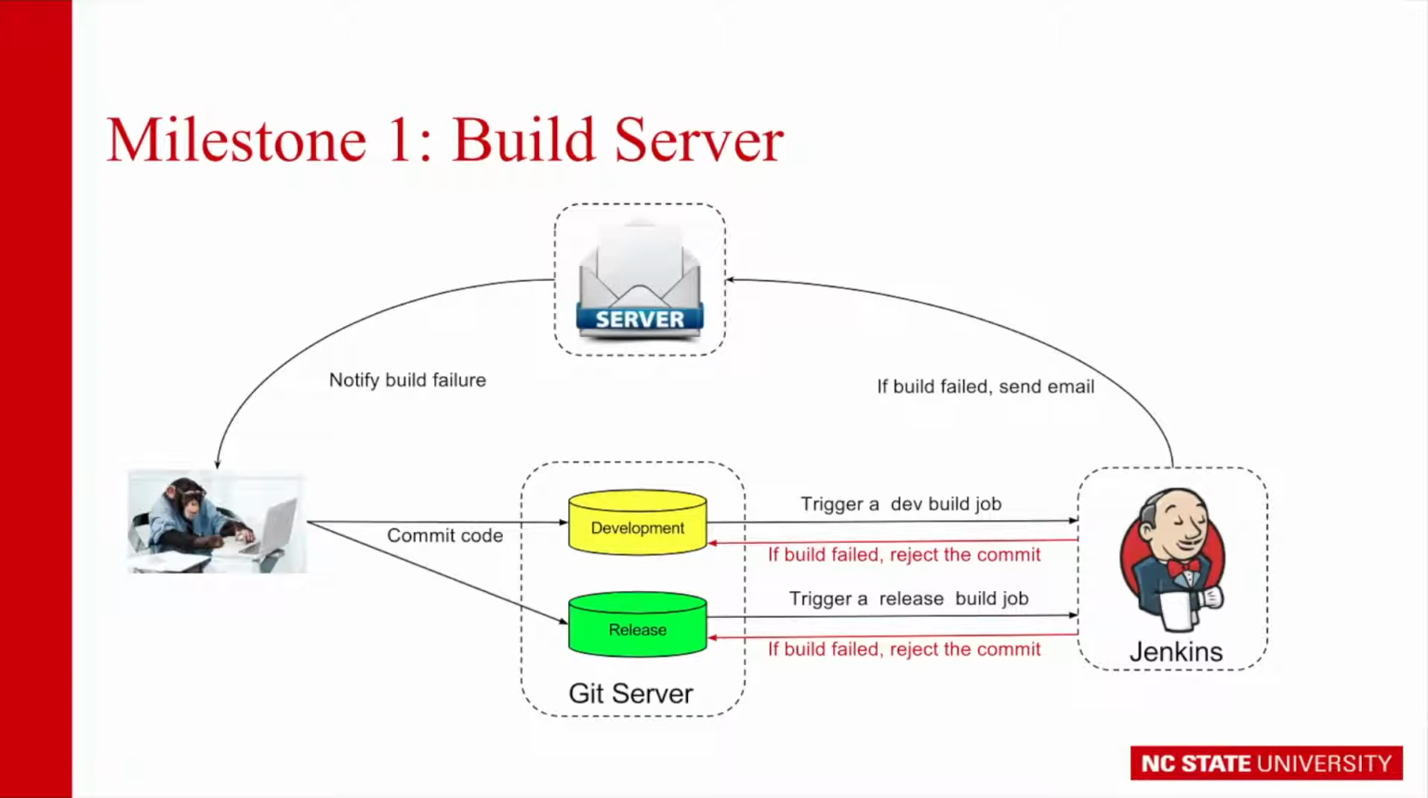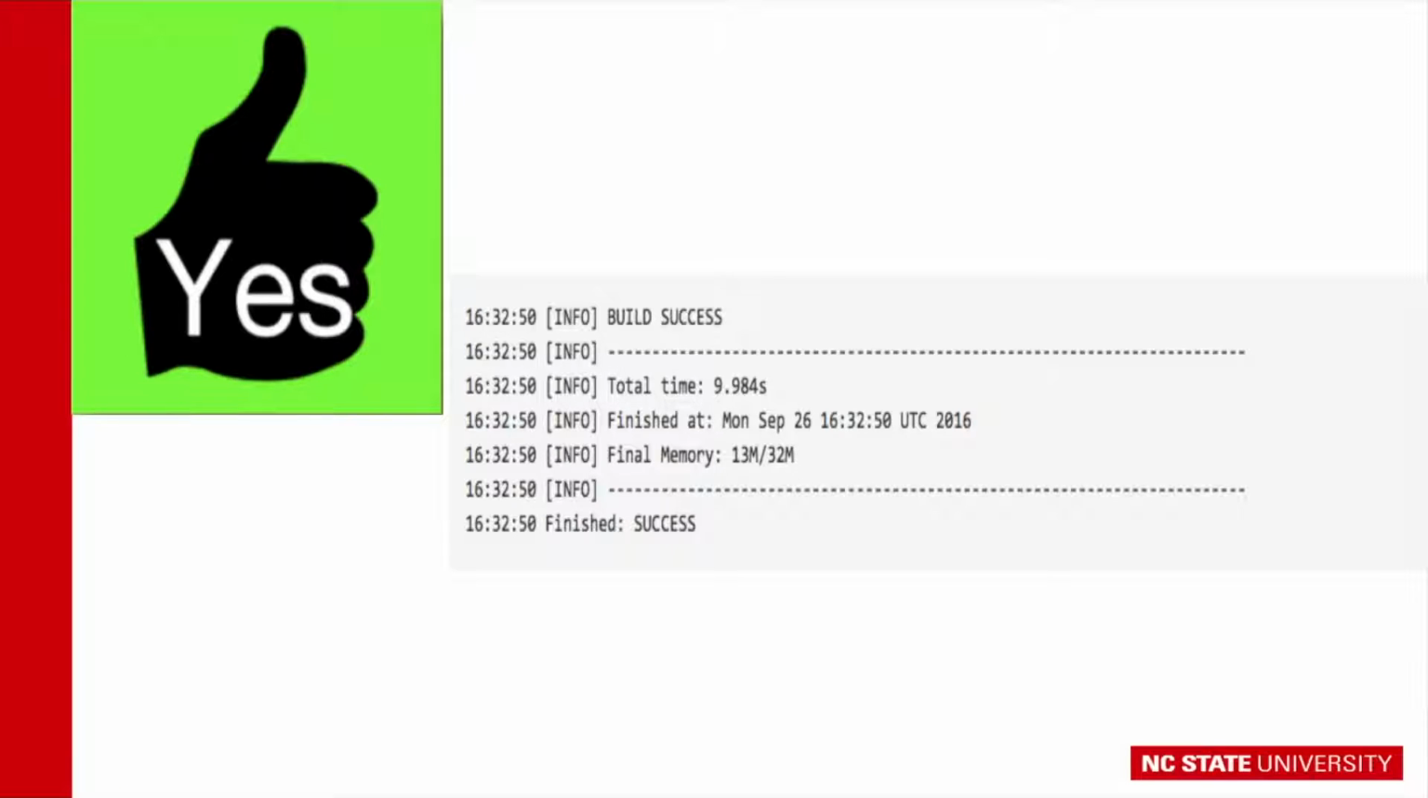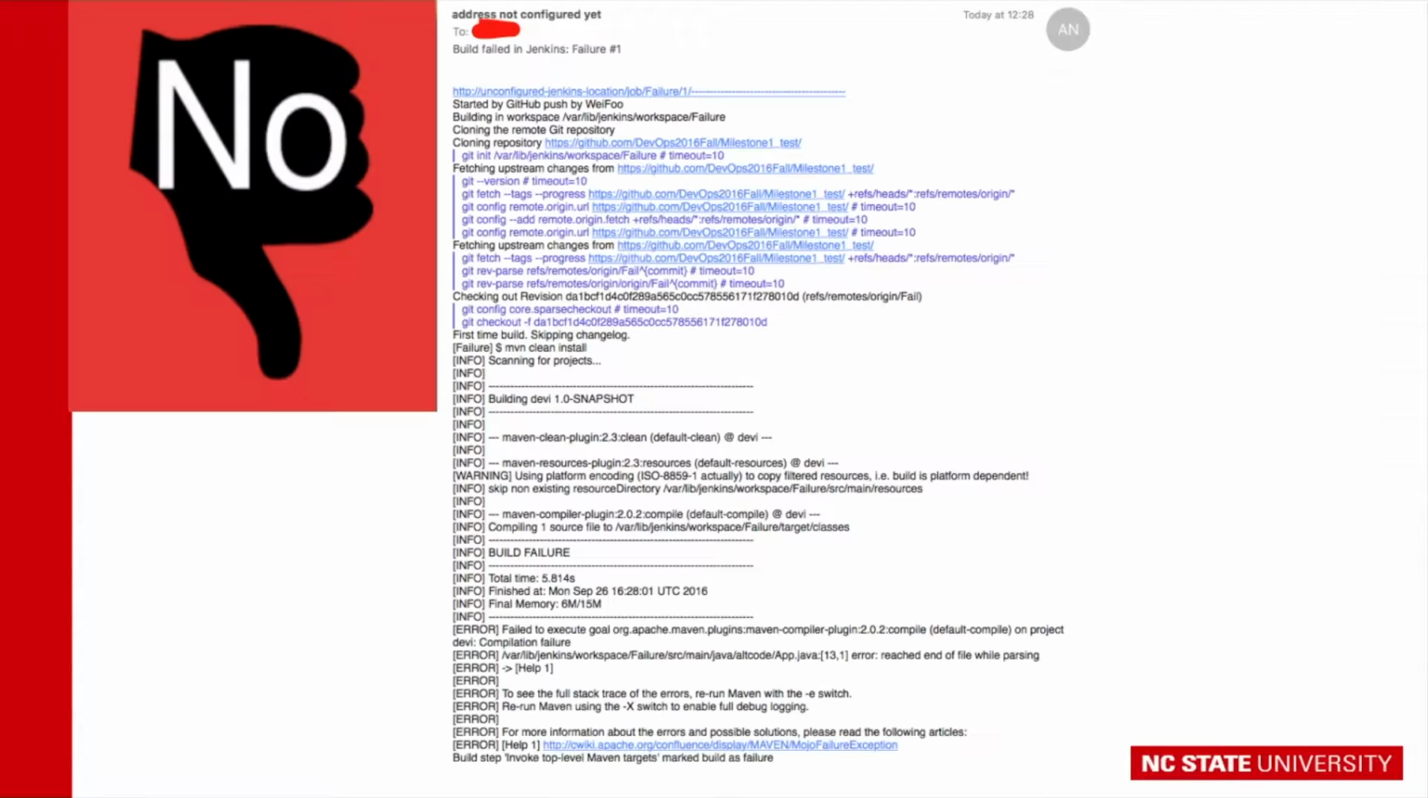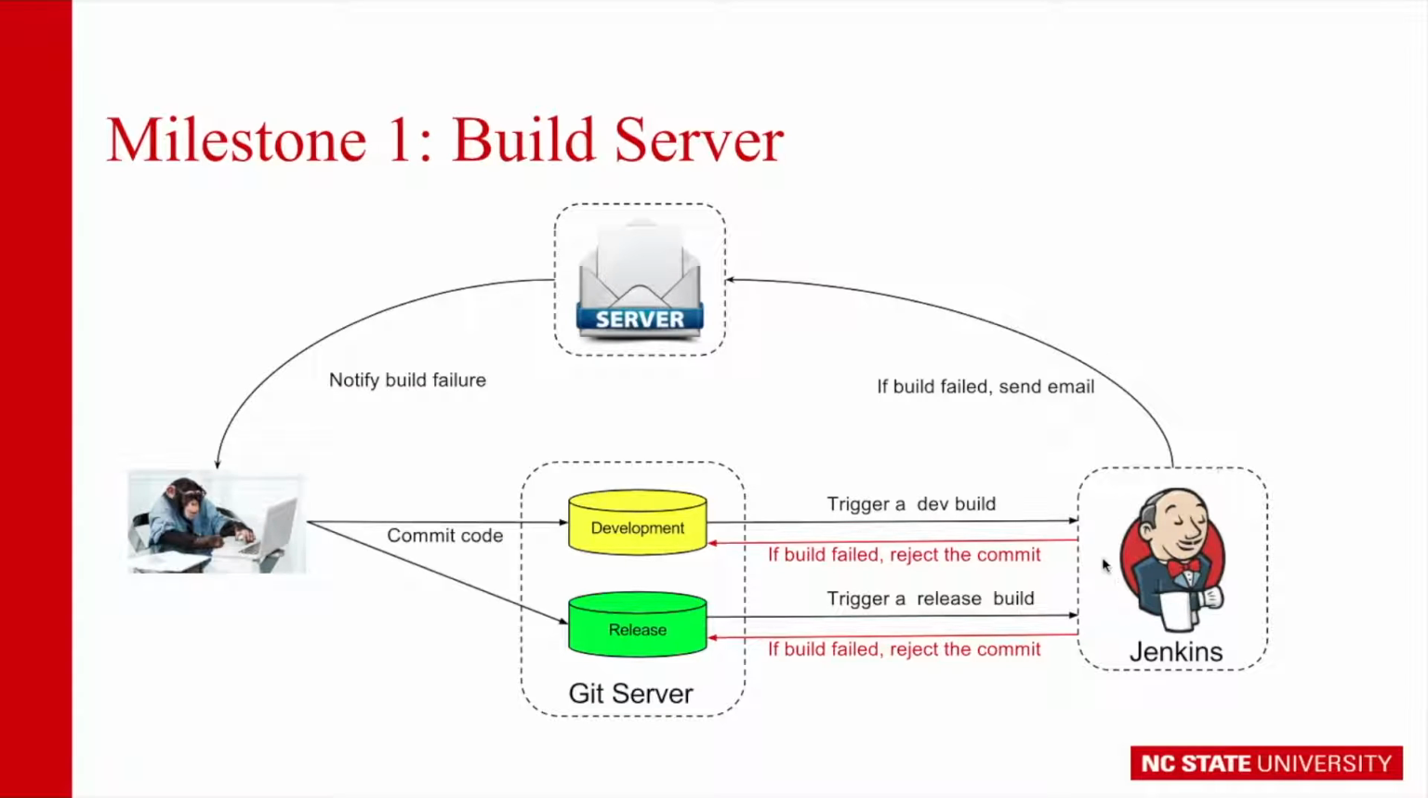In milestone 1, we created a build server by using Jenkins. When the code is committed to branches on the Git server, a webhook will be used to trigger a build job on the Jenkins server. If the build succeeds, then this commit will be accepted. If not, this commit will be rejected, and an email will be sent to the developer with the whole build logs. And also, the build server has the ability to handle multiple jobs according to different branches.